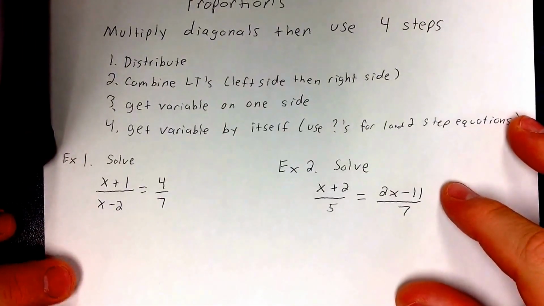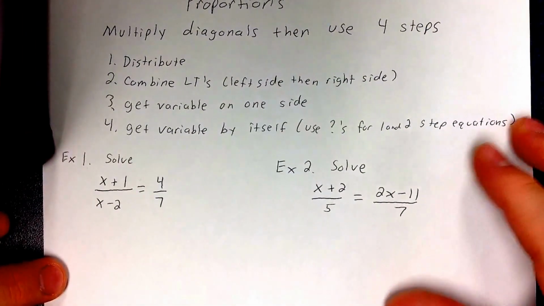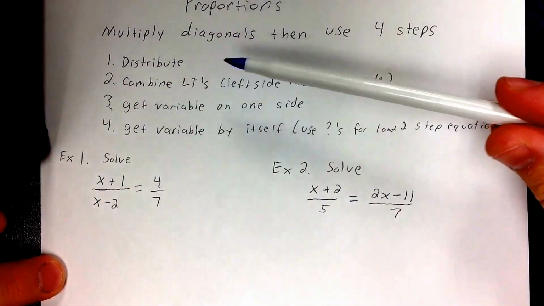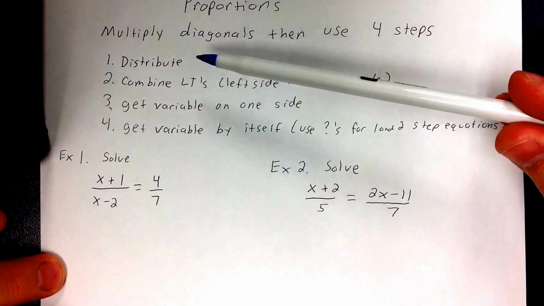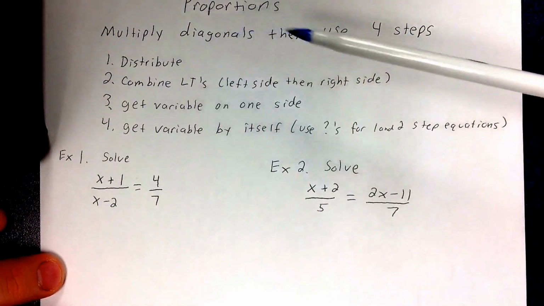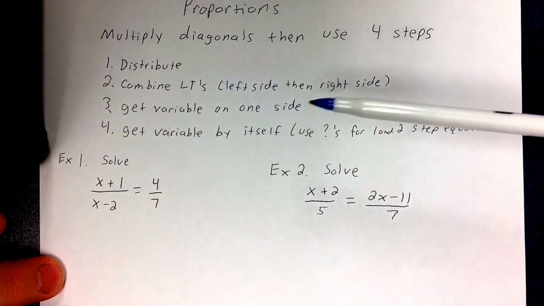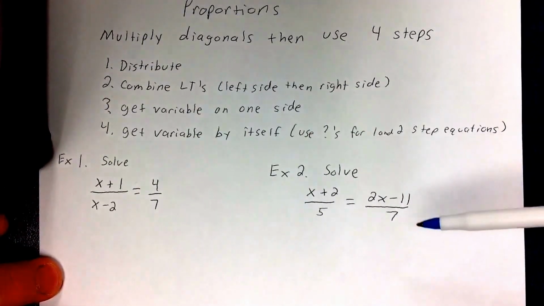Okay, now we're going to talk about proportions. Again, proportions, we solve those by multiplying diagonals, then again using our 4 steps from multi-step equations. So after we multiply diagonals, we distribute, combine like terms left side then right side of the equal sign, get variables on one side, then get the variable by itself.